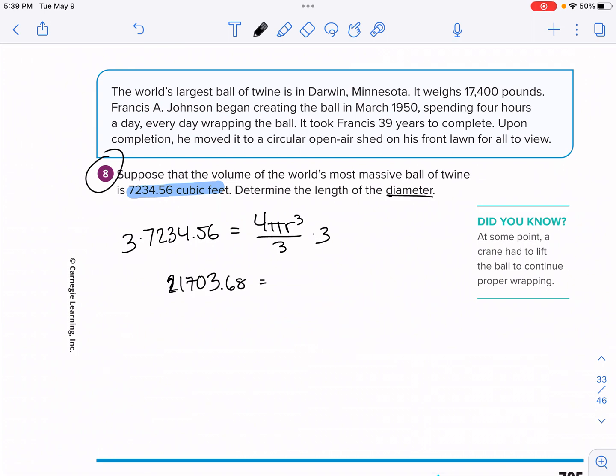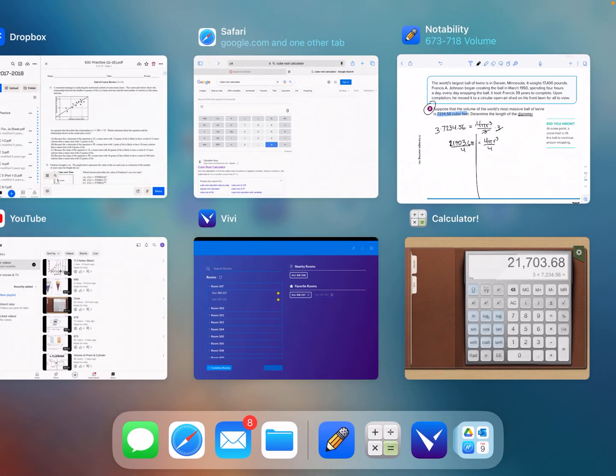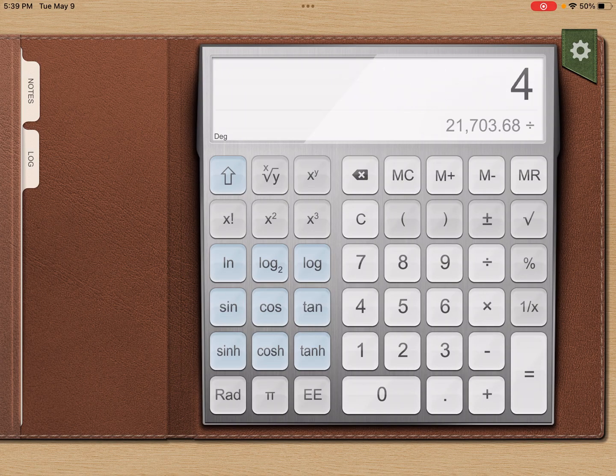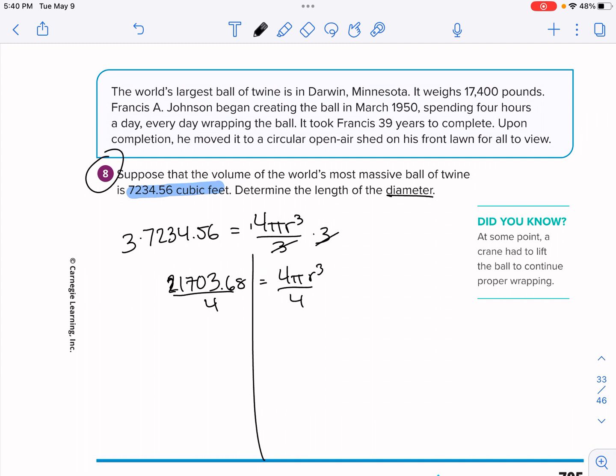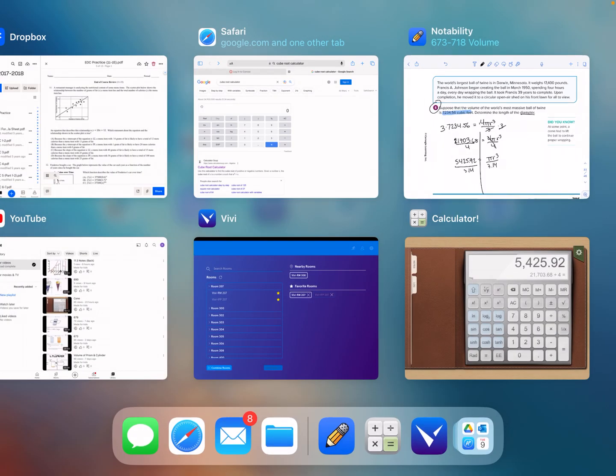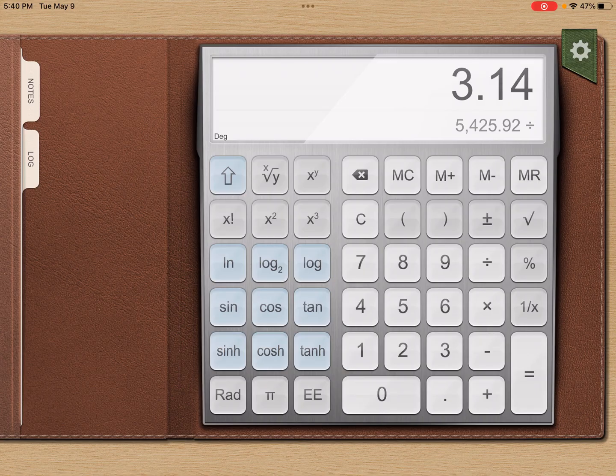This goes away. Should probably draw the line down the middle. 4 pi r cubed. So divide both sides by 4. Okay. 5,425.92. 5,425.92 equal to pi r cubed. Let's divide both sides by pi. All right, this is exactly 1,728. So 1,728.